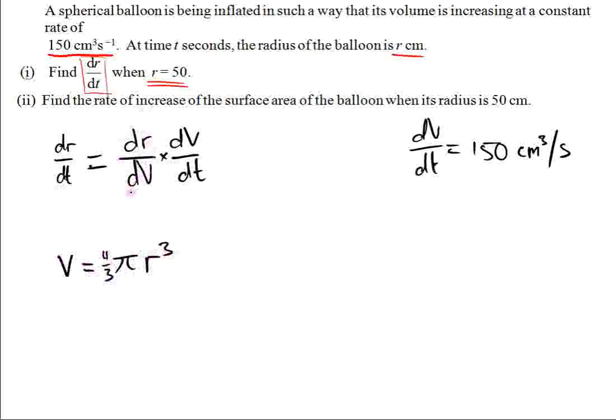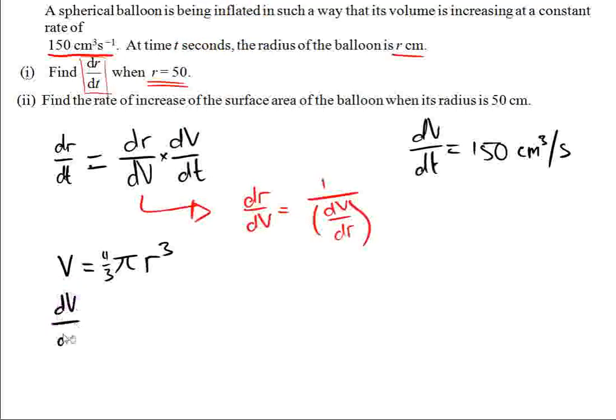But hold on, I have another trick, and that is dr by dV is going to be 1 over dV by dr. That is, I can just take the reciprocal of this one, and I get this one. So, what do I need to do now? I just need to differentiate this and find the reciprocal. So if I differentiate this, dV by dr is equal to 4 pi r squared. Therefore, dr by dV is going to be 1 over 4 pi r squared.